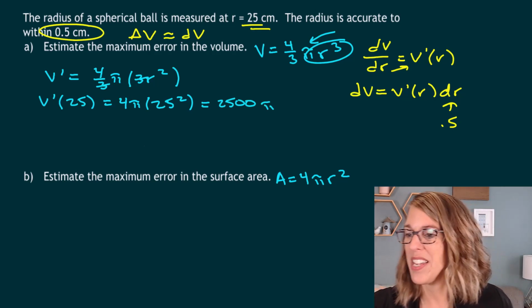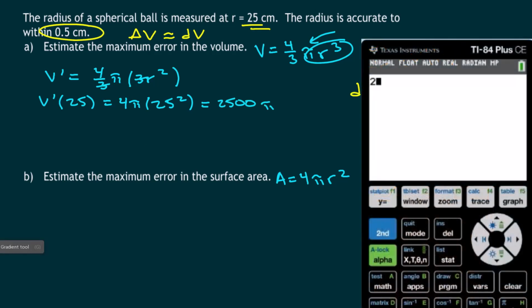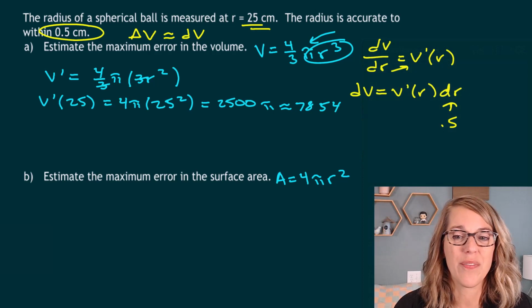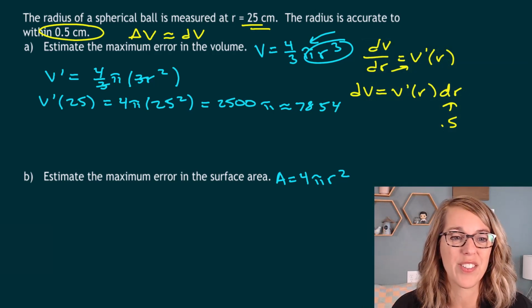If I put that into my calculator, I've got 2500 times pi. And that gives me 7,853.9. Let's round that to 7,854. So about 7,854. Putting this into our differential formula, I'm going to switch colors here.